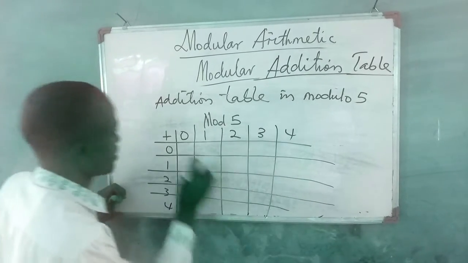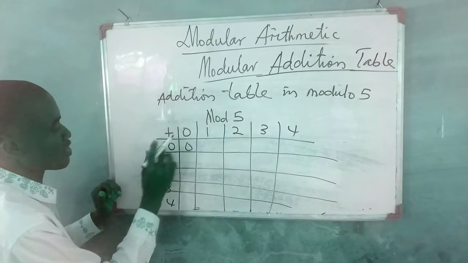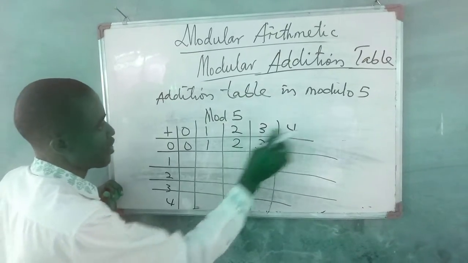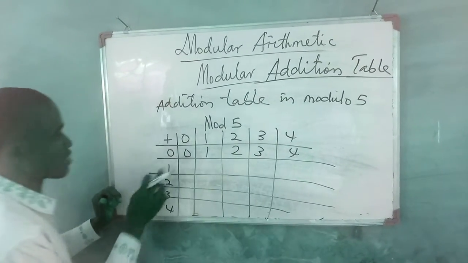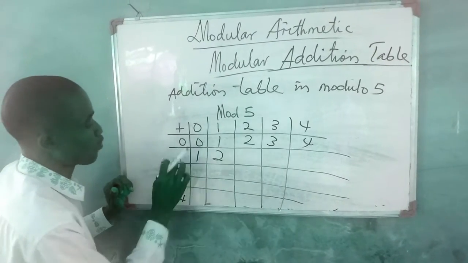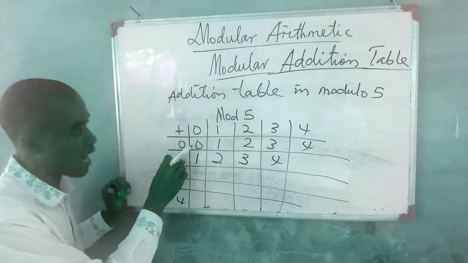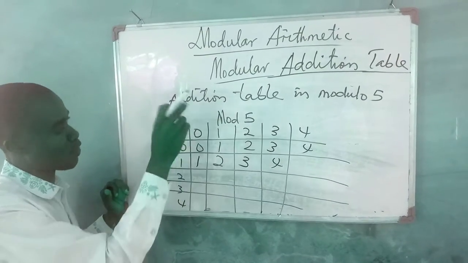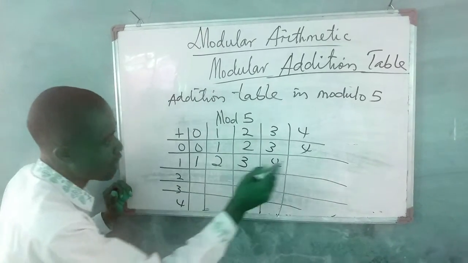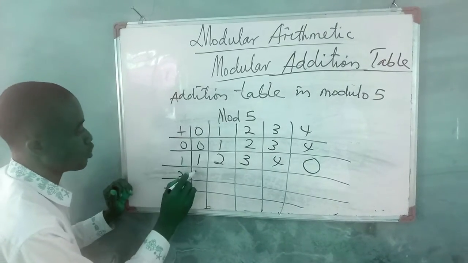We have this 0, look at my hand: 0 plus 0, giving us 0; 1 plus 0, 1; 2 plus 0, 2; 3 plus 0, 3; 4 plus 0, 4. And now you start again: 0 plus 1, 1; 1 plus 1, 2; 2 plus 1, 3; 3 plus 1, 4; 4 plus 1 is 5. And you're not supposed to keep that 5. So 5 goes into that 5 how many times? 1 time, remainder 0.